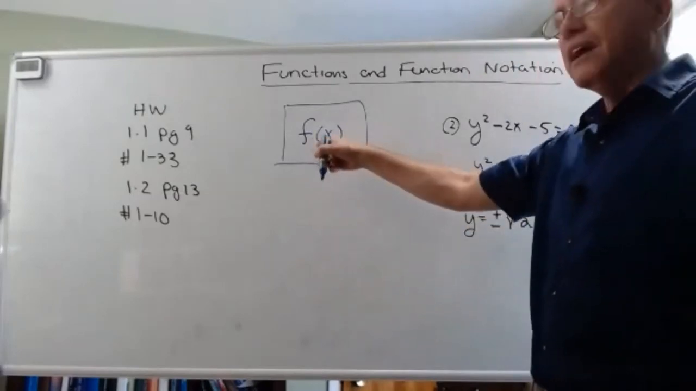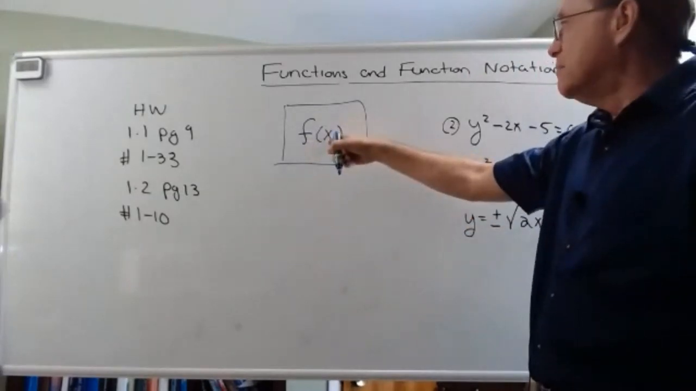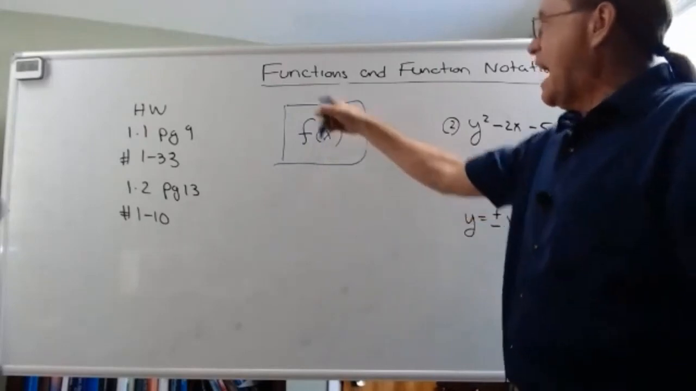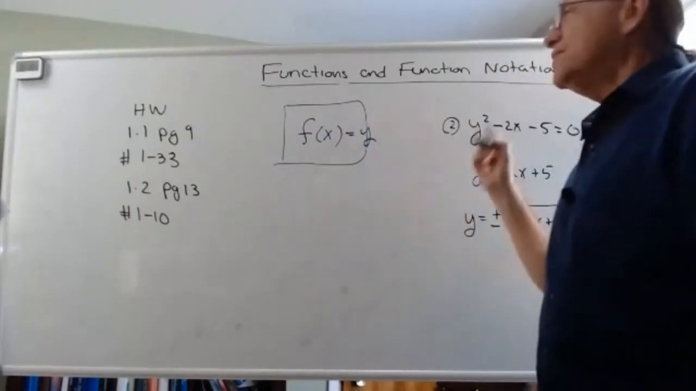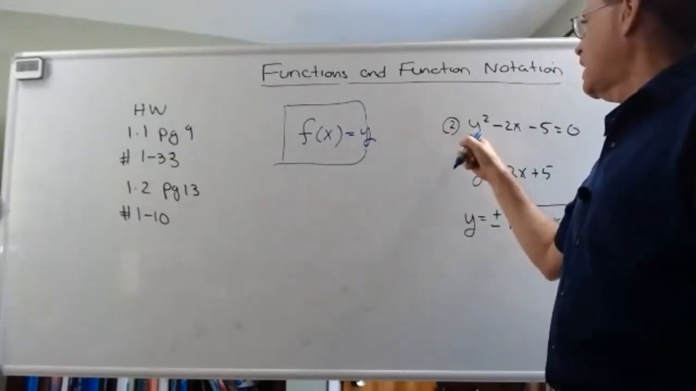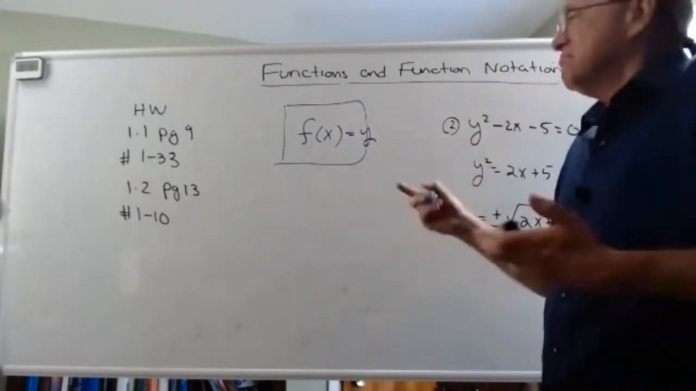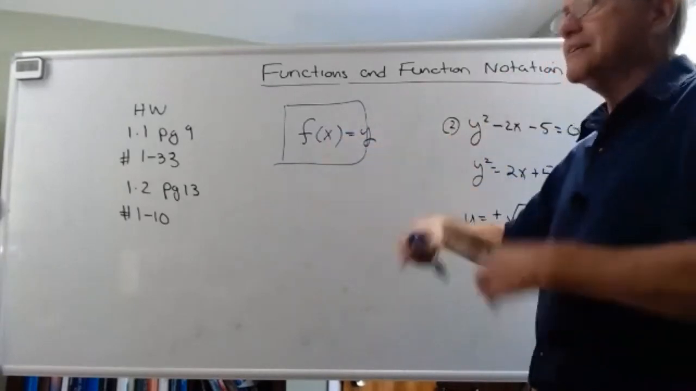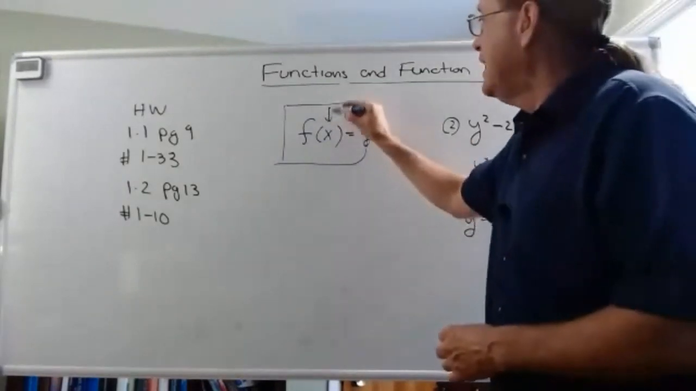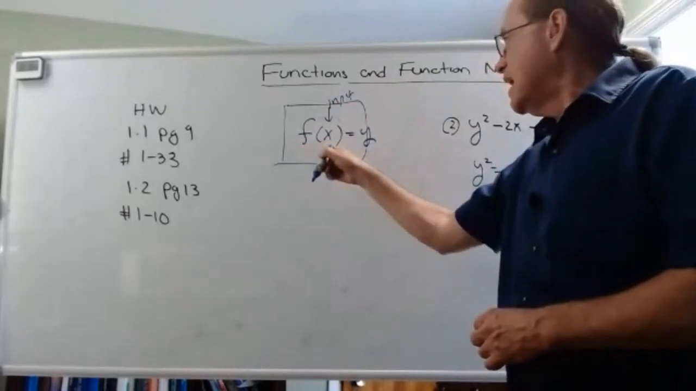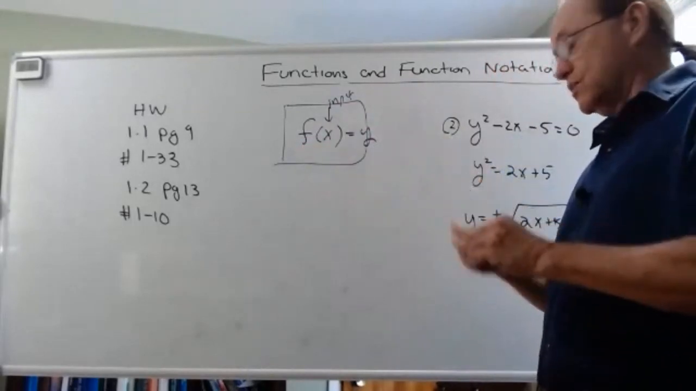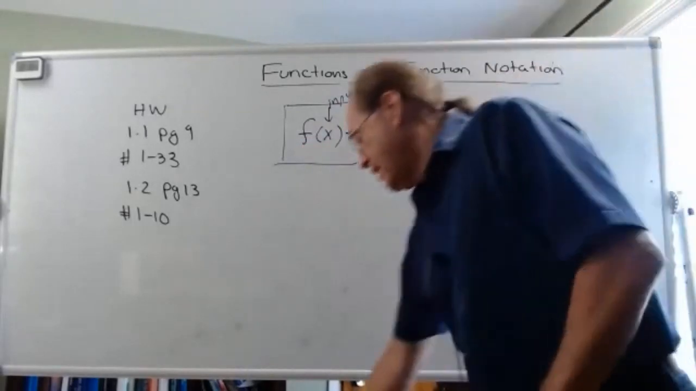F of x. It's not f times x, it's f of, there's my input. Plug in an input, the output is an f of x, which we call a y value. Just think of it easily. Everywhere you see a y, you can replace it with f of x. That's all it is. Not f times x, f of x, because this is my input into my function machine. The output is the f of x, which is associated to the y coordinate.